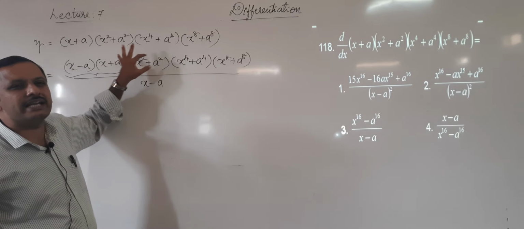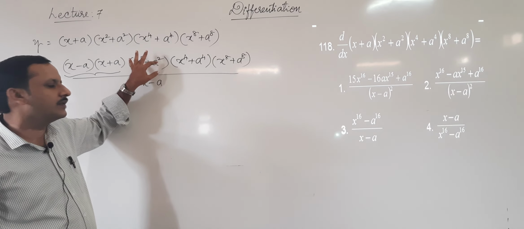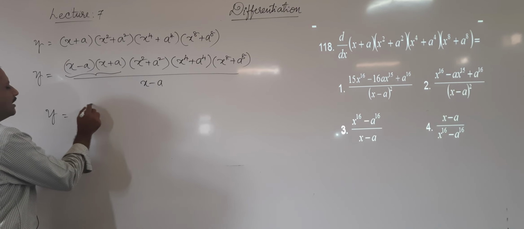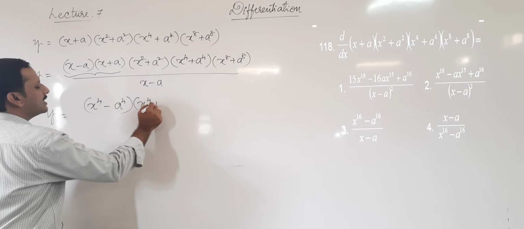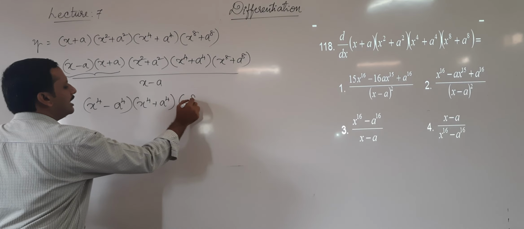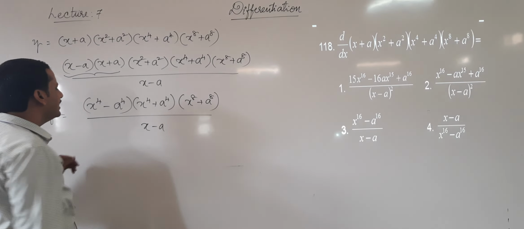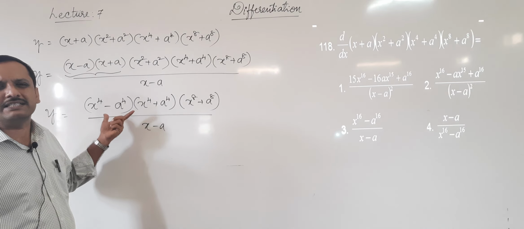Then x^2 minus a^2 into x^2 plus a^2. It's of the form (a-b)(a+b) equal to a^2 minus b^2. So x^2 minus a^2 into x^2 plus a^2 will give you x^4 minus a^4. After some simplification, we get (x^4-a^4)(x^4+a^4)(x^8+a^8) divided by x minus a. Then x^4 minus a^4 into x^4 plus a^4 will give you x^8 minus a^8.